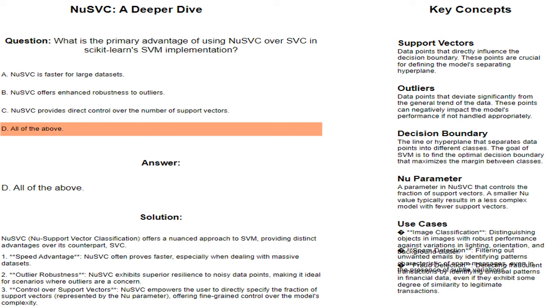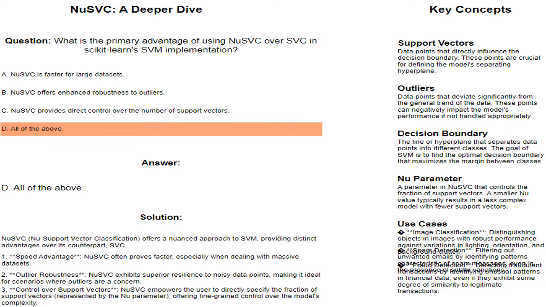18. Outlier robustness. New SVC exhibits superior resilience to noisy data points, making it ideal for scenarios where outliers are a concern. Correct, new SVC provides direct control over the number of support vectors via the new parameter. This parameter sets the fraction of support vectors that will be selected during model training. This allows for more fine-grained control over model complexity, especially in data sets with a large number of data points, potentially leading to a more efficient model.